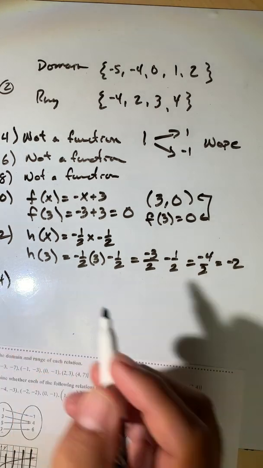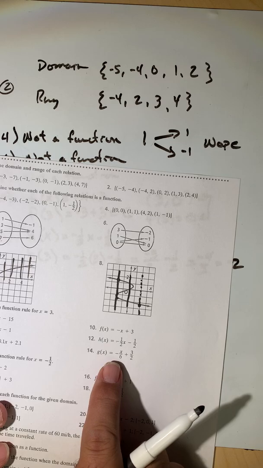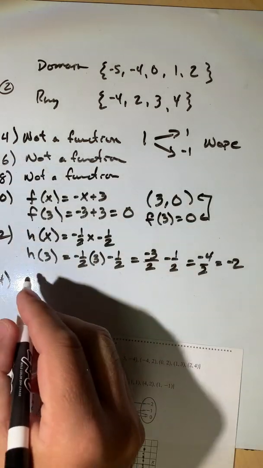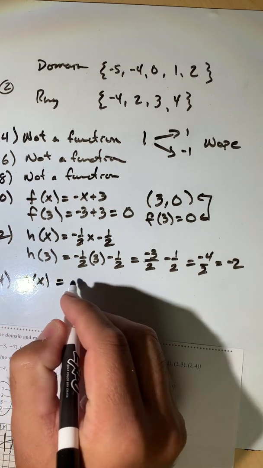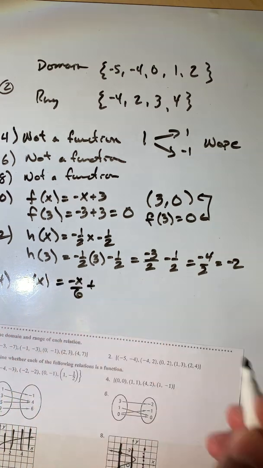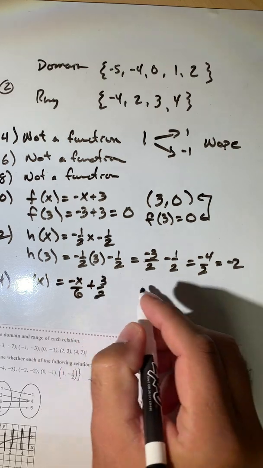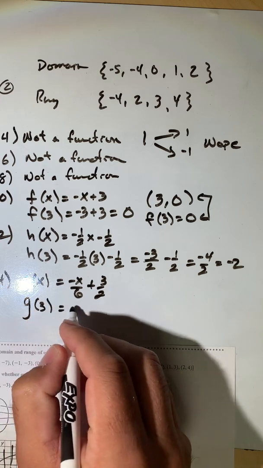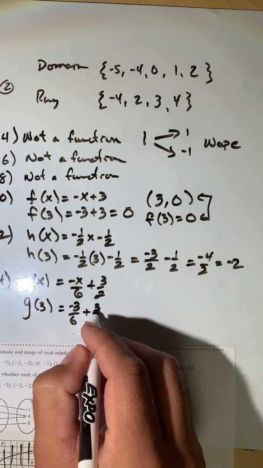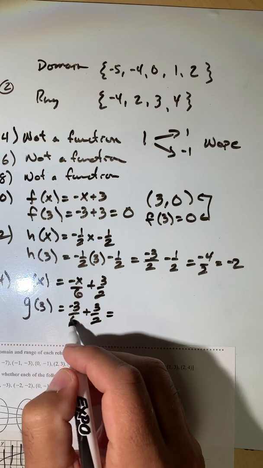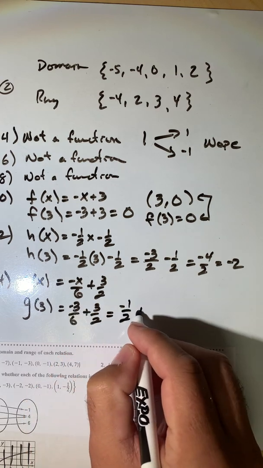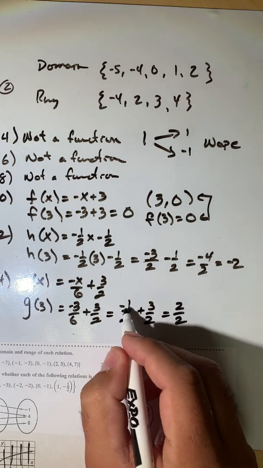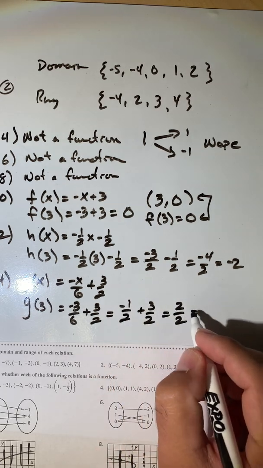Number 14. 14 says g of x equals negative x over 6 plus 3 halves. So g of x equals negative x over 6 plus 3 halves. So we're going to do g of 3 equals negative 3 over 6 plus 3 halves. So this is negative a half. So negative 1 half plus 3 halves. That's 2 halves, right? So 3 plus a negative 1, that's 2. And 2 over 2 is 1.